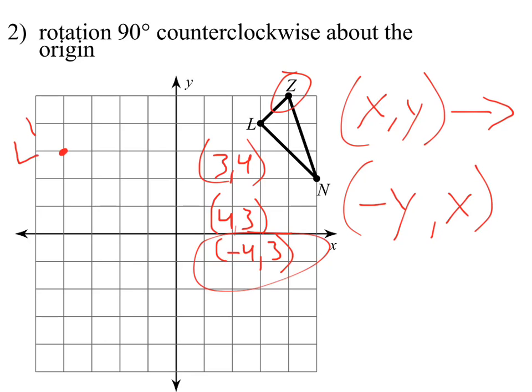I'm just going to do that with all these. Z is at (4, 5). Switch the order, (5, 4). Make the first one negative. (-5, 4). So that's where my Z prime is going to be. Connect those up. And then N is at (5, 2). Switch the order. (2, 5). Change the sign on the first one. (-2, 5). It's giving me my new N location. So there's N prime. Connect that up. And that's where my new figure is going to be.